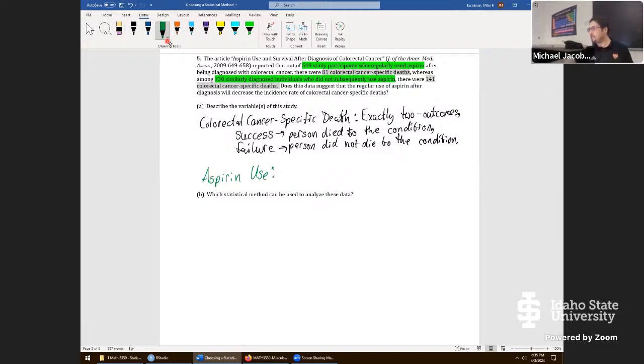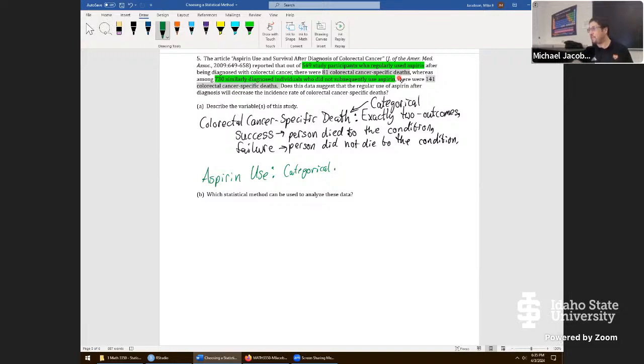So again, this one is, oh, I forgot to say up here. Let me include this. For electrocancel specific deaths is categorical. Forgot to put that down. Let's put down here. Aspirin use is also categorical. We wouldn't call this one successes or failures, even though there's exactly two outcomes. We would just indicate the two different things that we're studying here.